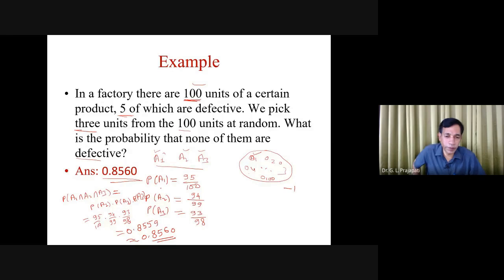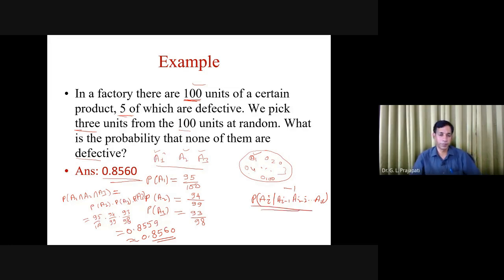So this is the way you have incorporated it, and this is the way you are going to use the chain rule. Whenever you use the chain rule, you have to remember that if you are computing the probability of the ith event, you need to know that you have already computed the (i minus 1)th, the (i minus 2)th, and so on up to A1.